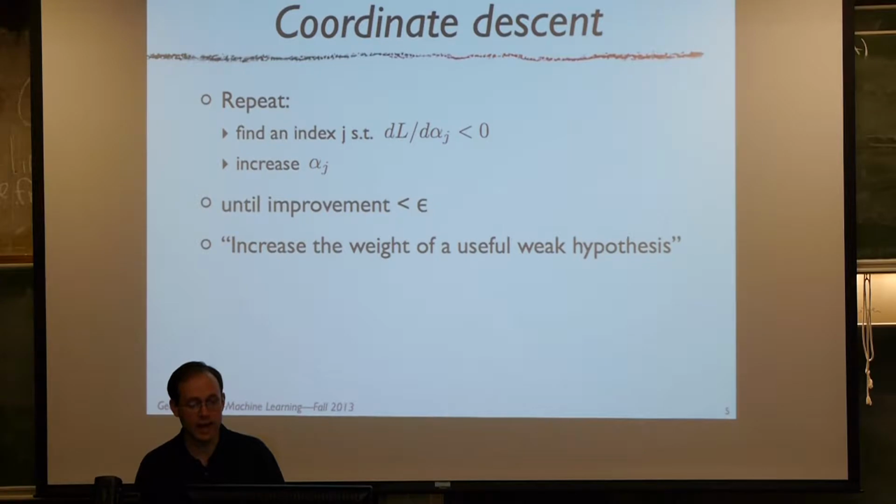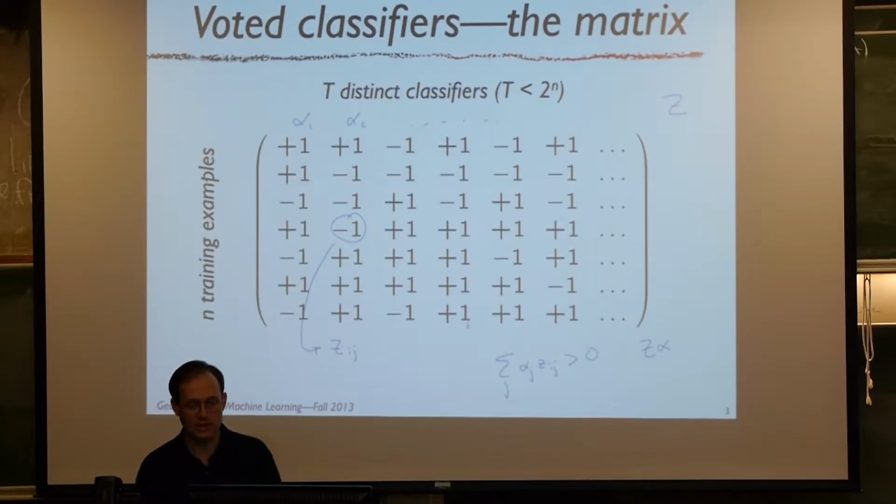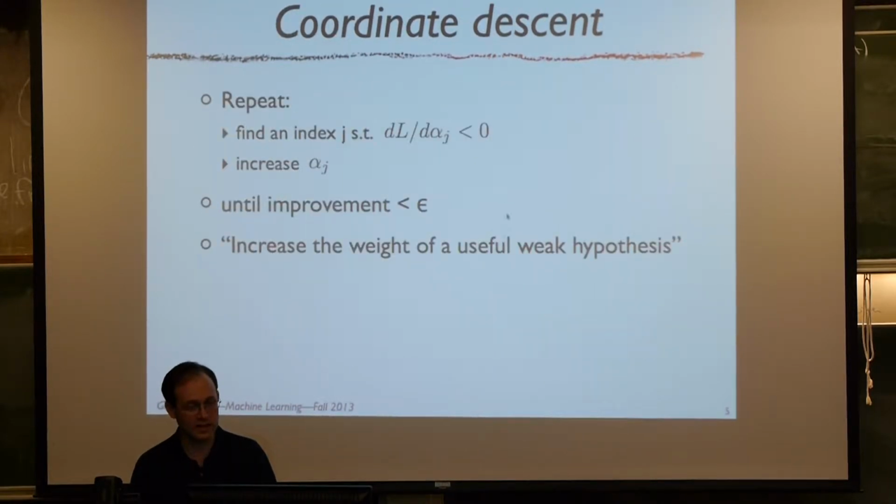I introduced the terminology last time of a weak hypothesis. So a weak hypothesis is just one of these columns, just a single classifier. That's to distinguish it from the voted hypothesis at the end that we're trying to get. So what we're doing is selecting a j, which corresponds to one of our base classifiers, a weak hypothesis, and we're increasing the weight of that one. And hopefully we select a good, useful one to include in our vote. All right?